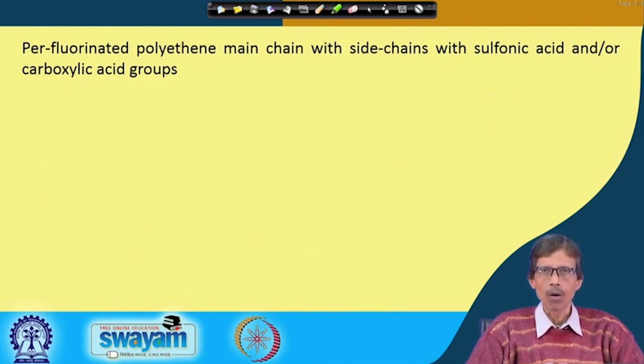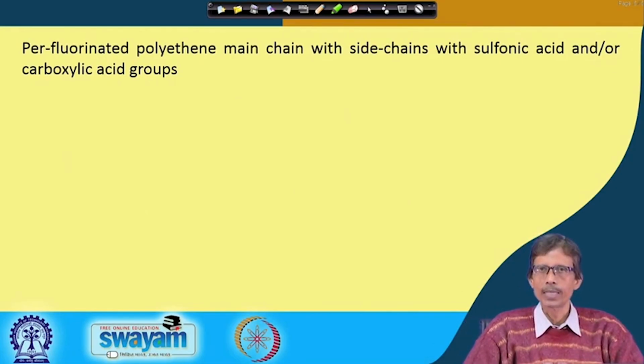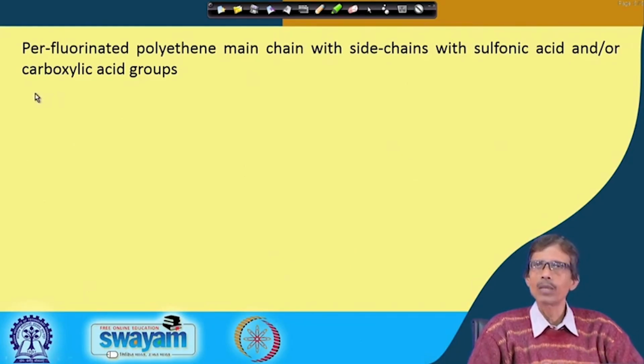So, perfluorinated means all the CH bonds will be replaced by CF bonds within the main chain, and the only other thing is the side chains with sulfonic acid and/or carboxylic acid groups, because you have to make it ionic, that means an ion selective material or ion selective membrane, because it can take care of the sodium ions. If you use sulfonic acid, which is negatively charged as the anion, SO3 minus, or the carboxylic acid end, CO2 minus, that can take care of a large amount of sodium ions in it. So, that is why it would be an ion selective membrane.